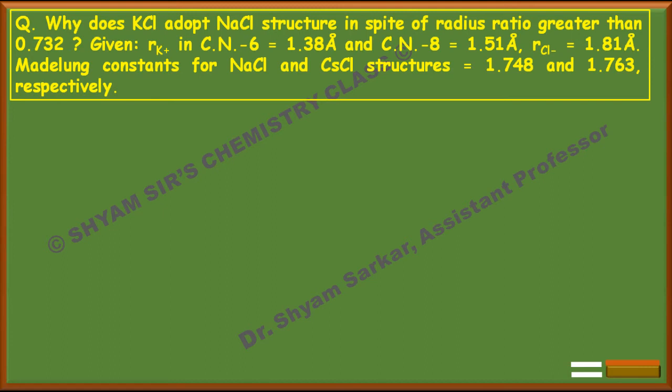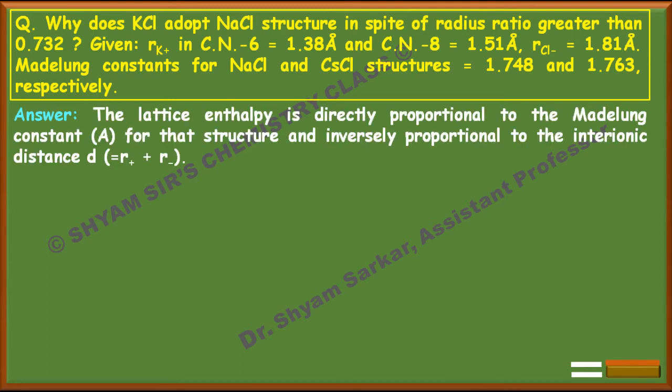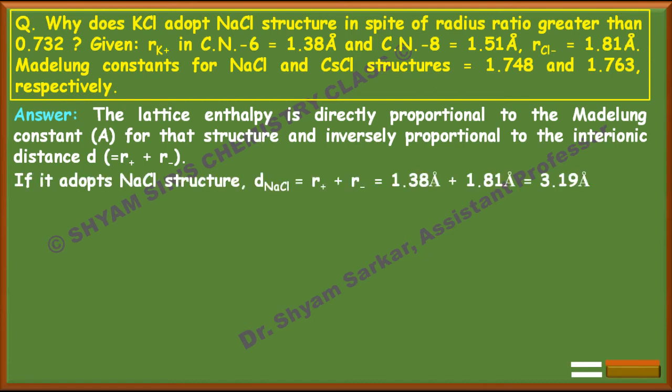See, the electrostatic potential energy is the main contributor to lattice enthalpy for any structure, which is directly proportional to the Madelung constant A for that structure and inversely proportional to the interionic distance D, that is D is represented by R+ plus R-. So here, if you calculate D for the NaCl structure as well as for the cesium chloride structure, you will get the difference. So let us calculate the D value if it adopts the NaCl structure, and D if it adopts the cesium chloride structure.